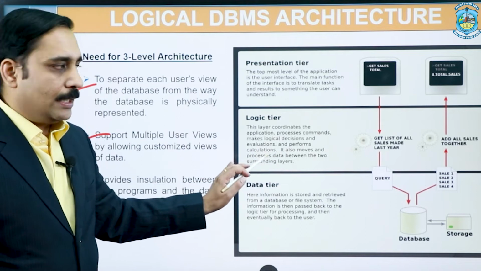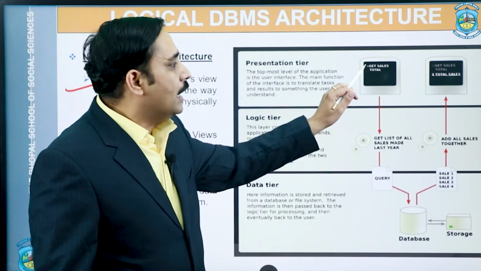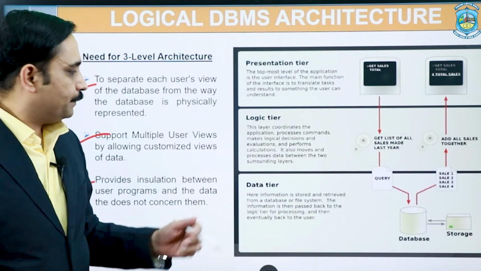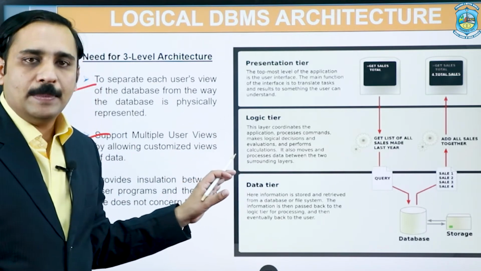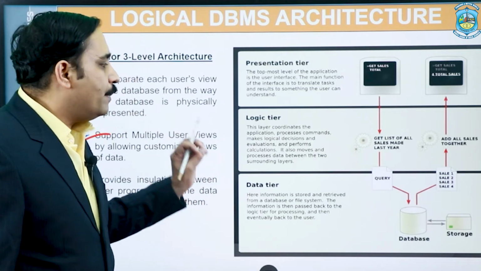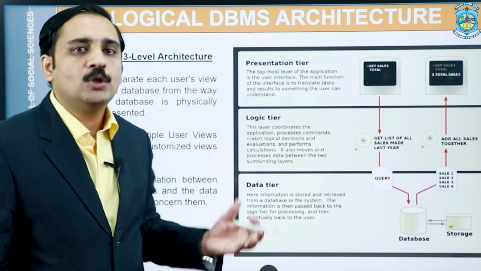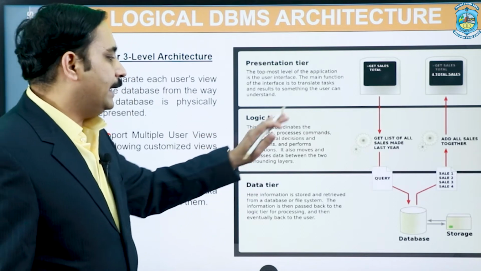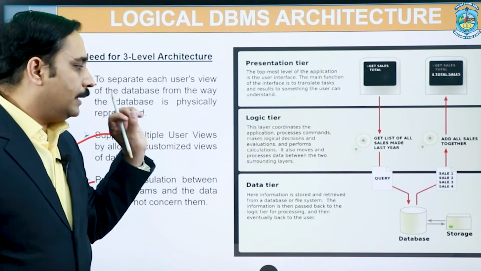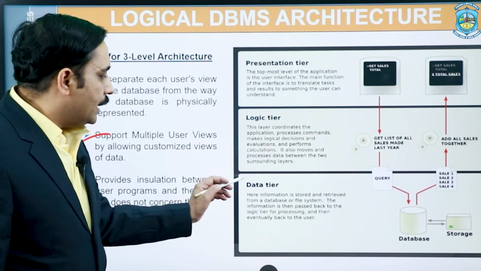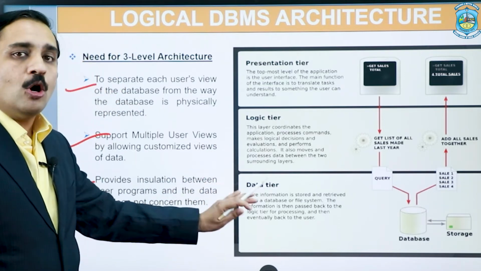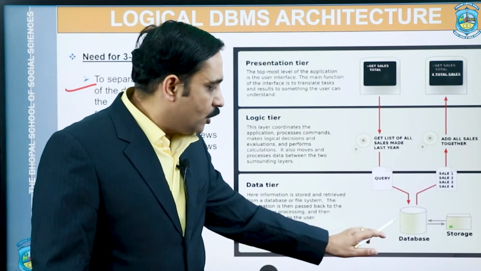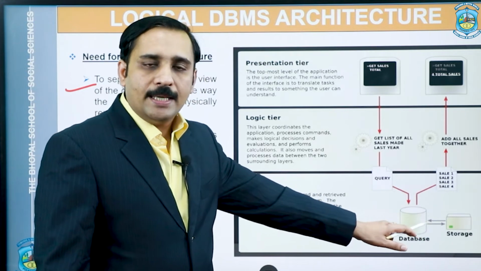Second is the logical tier. Actually what happens here is we form the queries. We write queries to access the database. So this layer coordinates the application, processes commands, and makes the logical decisions required to fetch the desired data at the right time. It also moves the processes and the data between the surrounding layers. The last level is called the data tier, which is actually where the data is stored in a database and eventually in an external storage where the data is actually stored.